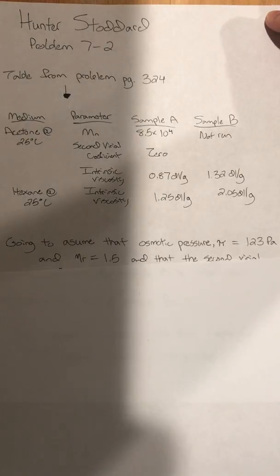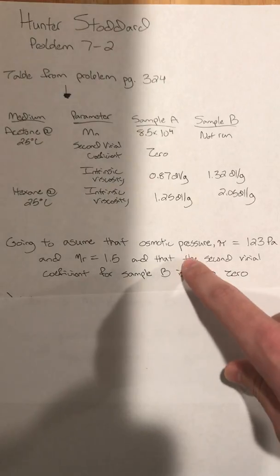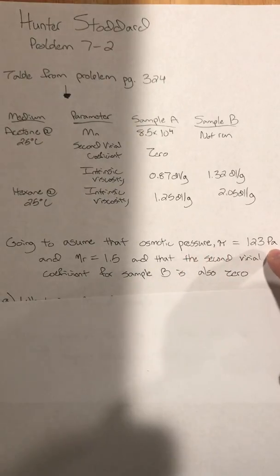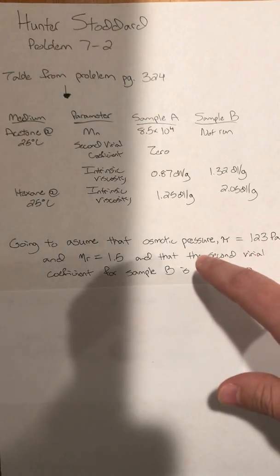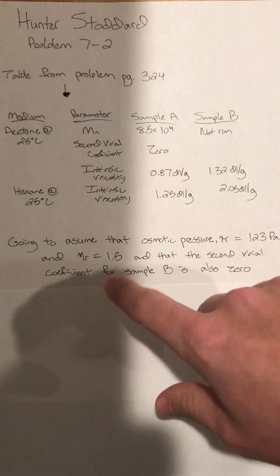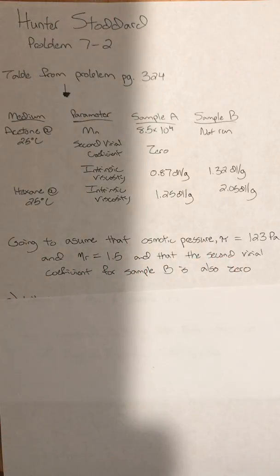And then for sample B, we're not given any information for the number average molecular weight or the second virial coefficient, but we're given the intrinsic viscosity is 1.32 in acetone and 2.05 in hexane. To make the problem a little simpler, I made a few assumptions. My first assumption is that the osmotic pressure pi is equal to 123 pascals, that the relative viscosity is equal to 1.5, and that the second virial coefficient for sample B is also 0.